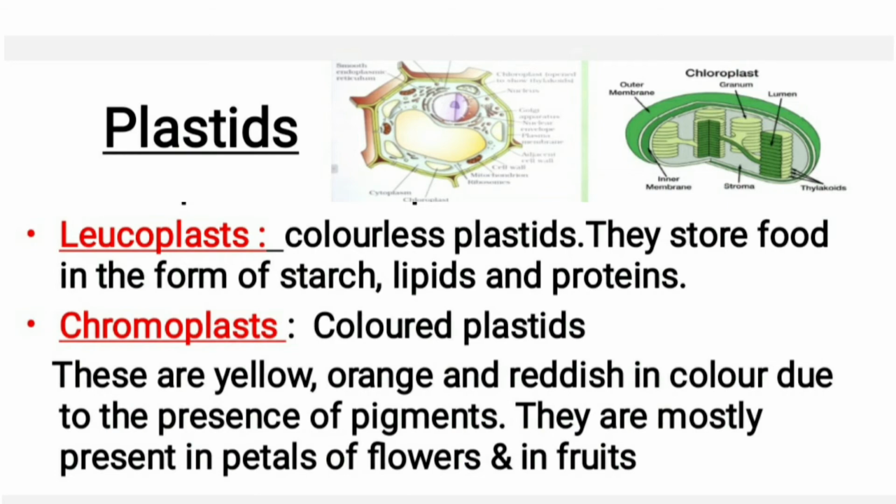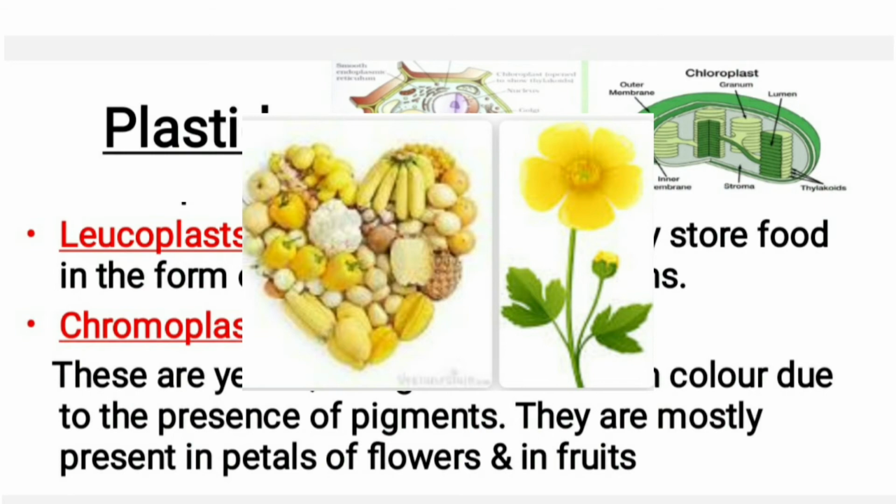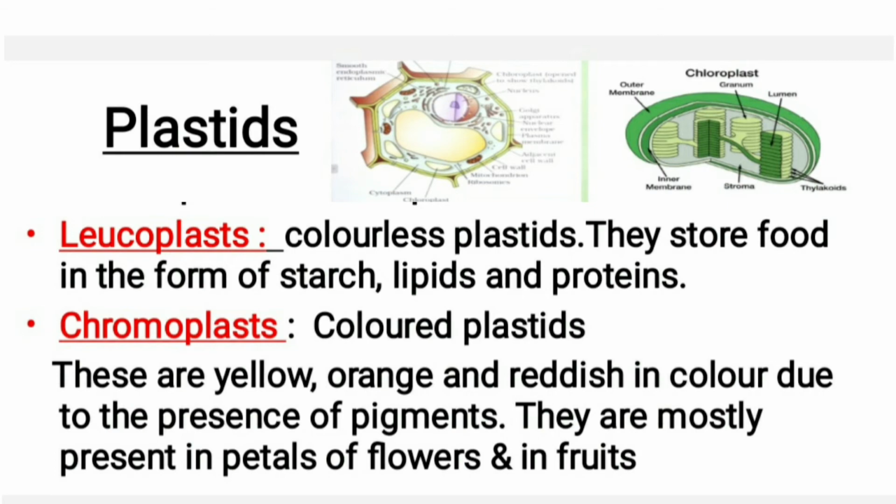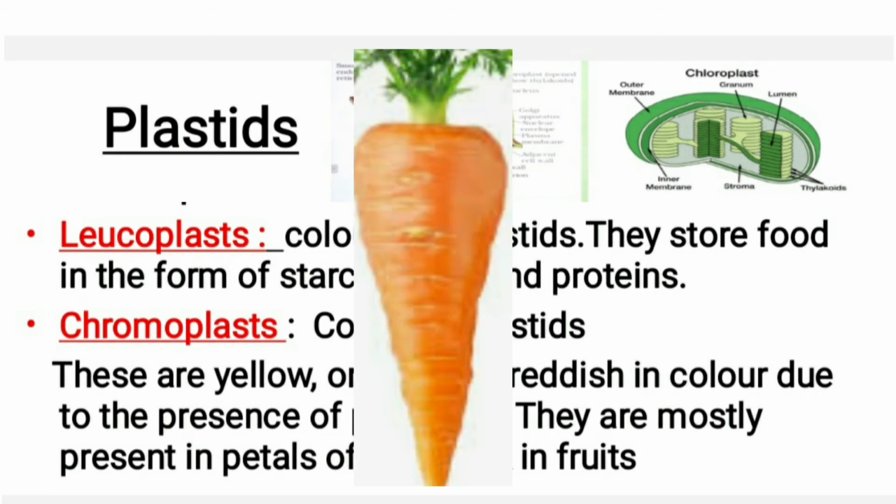Next is the chromoplast, a colored plastid. These are yellow, orange and reddish in color due to the presence of pigments. Pigments mean coloring substances. They are mostly present in petals of flowers and in fruits. Children, did you see the yellow colored flowers and fruits? The yellow colored pigment is called xanthophyll, which gives yellow color to fruits and flowers. Next, the orange colored pigment called carotene gives orange color to carrot.